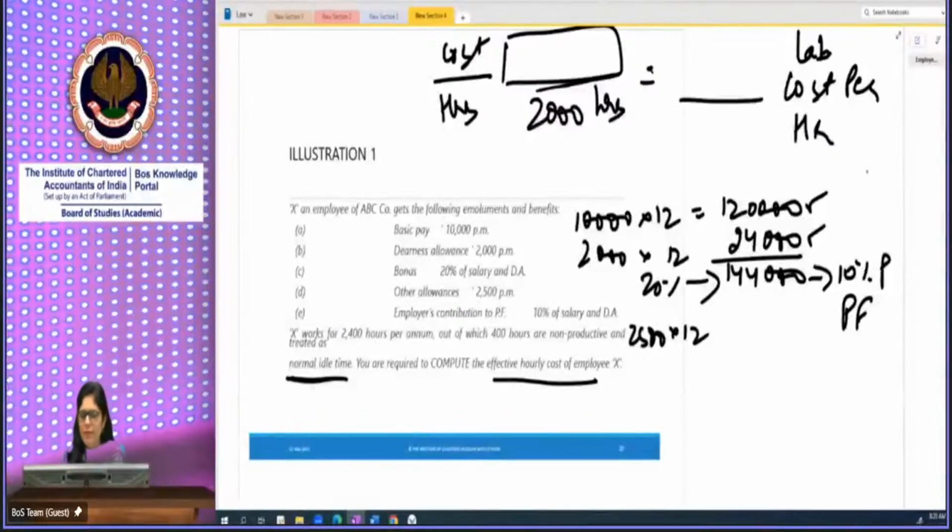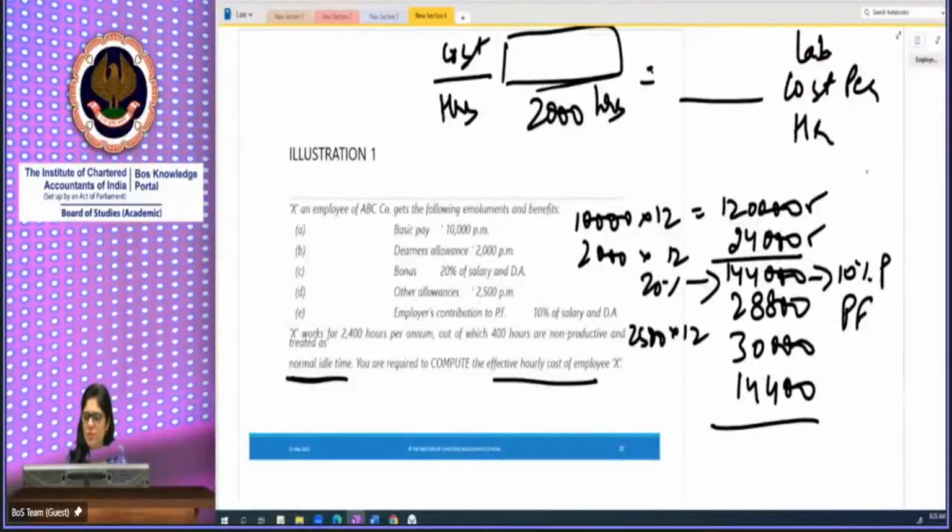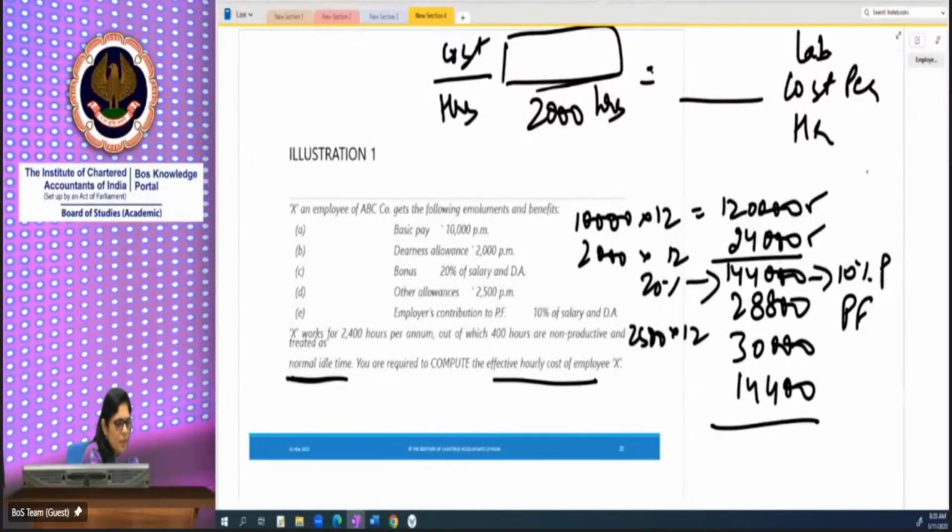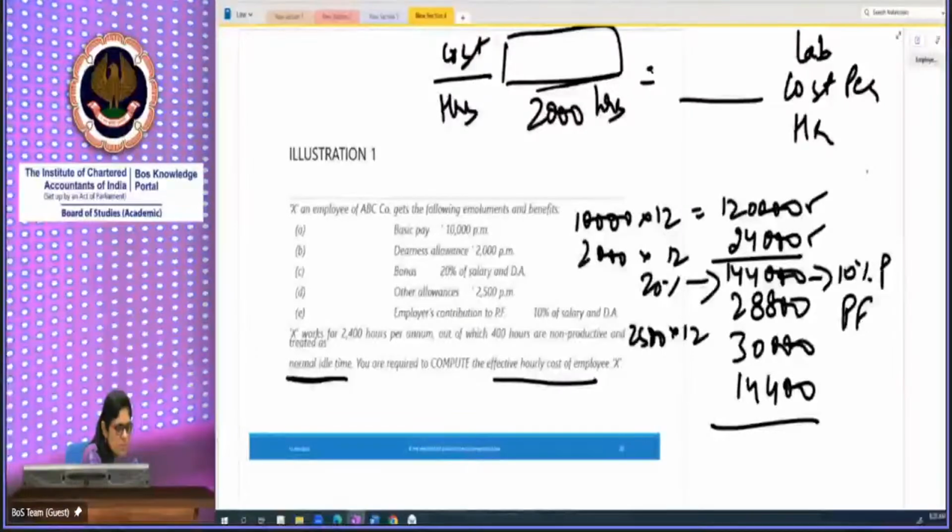20%, 28,800 is bonus. Then you add allowance also, so it will be 30,000 as allowance. And then 10% PF contribution, 14,400 PF contribution. So this should be the total cost. Can anybody give me the total cost?